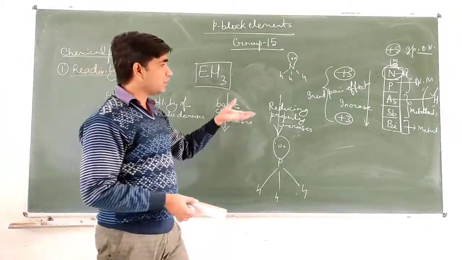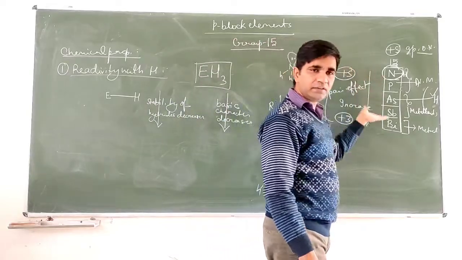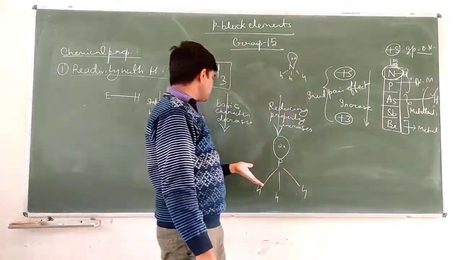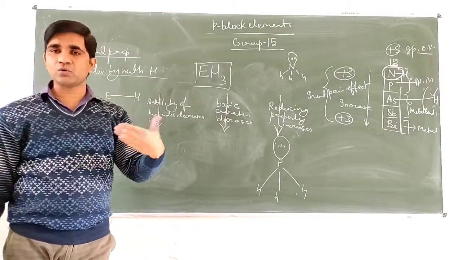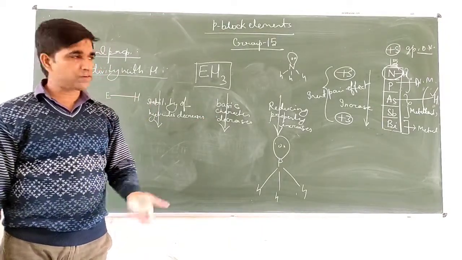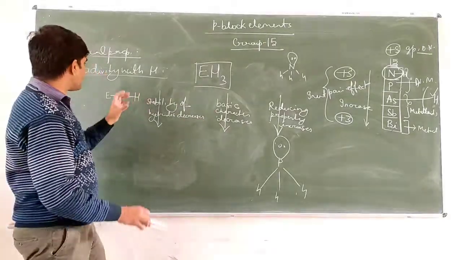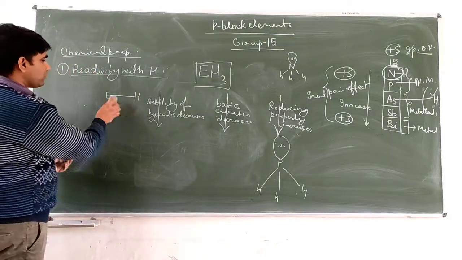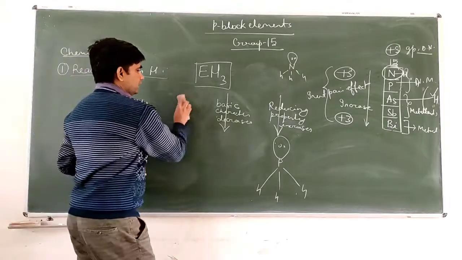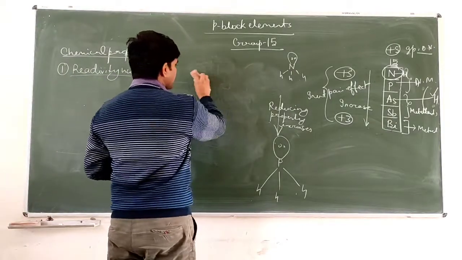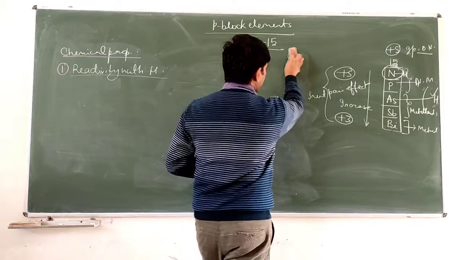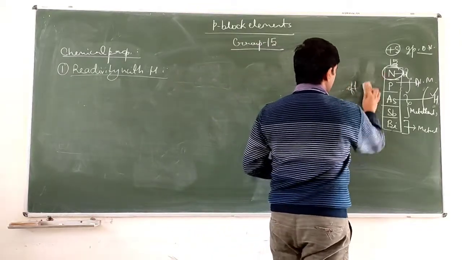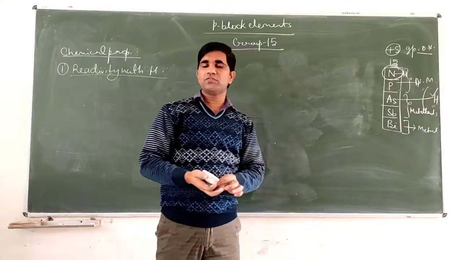That is the reason why their basic strength regularly decreases, because the size of the lone pair increases. So donation of that lone pair becomes more and more difficult on moving down the group. This is all about the reactivity of hydrides. Next is the reactivity with oxygen. When they react with oxygen, they will form oxides.